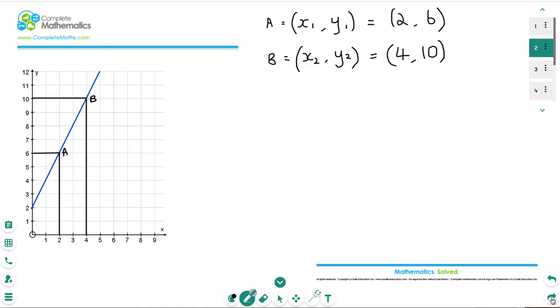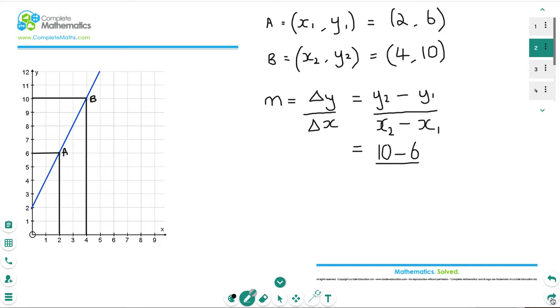Pupils will be familiar with calculating the gradient. Gradient gives us the slope of the line. If it's positive or negative, we can calculate it using the change in y divided by the change in x. The difference between the y values can be calculated with y2 minus y1. The difference in the x values, x2 minus x1. This will give us the slope of the line. Substituting values for y2 and y1, x2 and x1, we can calculate the gradient as being 2.